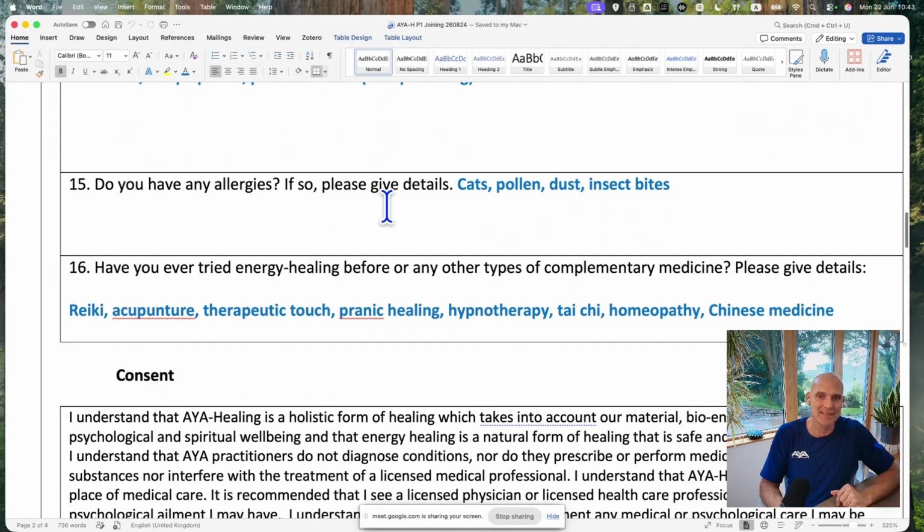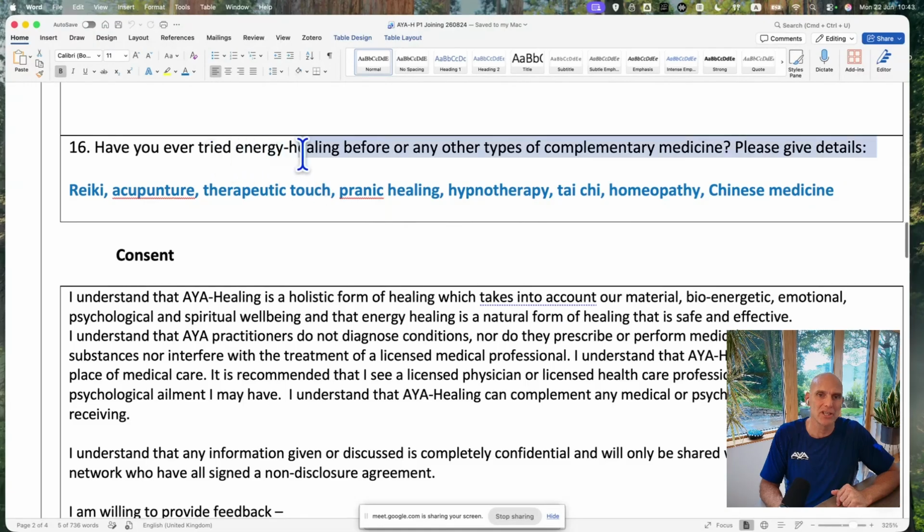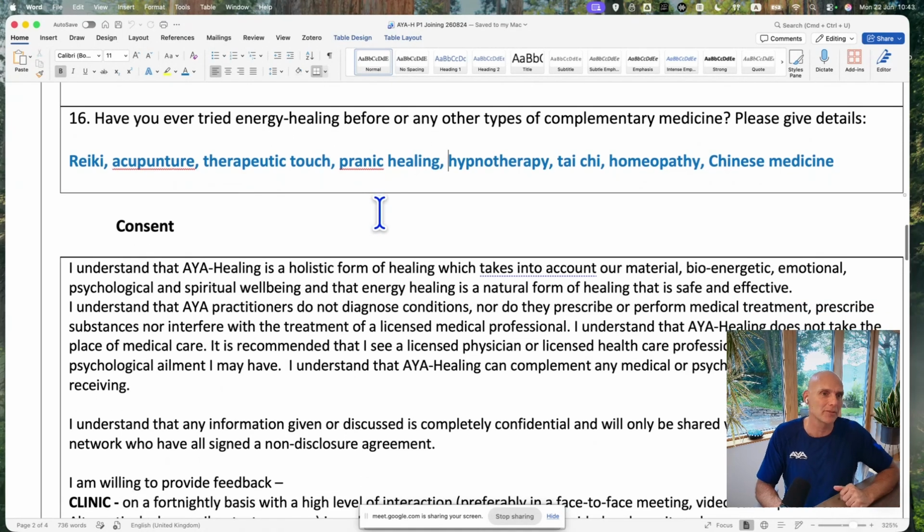Do you have any allergies? Yes. Cats, pollen, dust, insect bites. And have you ever tried energy healing before, or any other types of complementary medicine? Yes, loads of them here. Reiki, acupuncture, therapeutic touch, pranic healing, hypnotherapy, Tai Chi, homeopathy, Chinese medicine. So loads of them there, which is good for us, really, because it gives them a lot of experience in these types of therapies. All right, there we go.